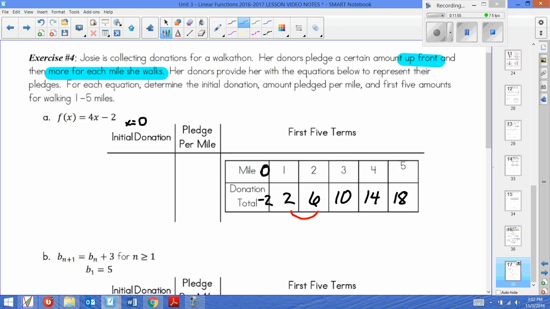So how did I go? What is my pattern here? It looks like I am adding 4 each time. Yeah, definitely adding 4 every single mile. So my initial donation, that's when x is equal to 0. Oh, that's kind of weird. That's -2. We'll talk about that in a little bit. So my initial donation is -2, and what is the pledge per mile? Well, this looks like it's my slope. So I'm adding $4 per mile.